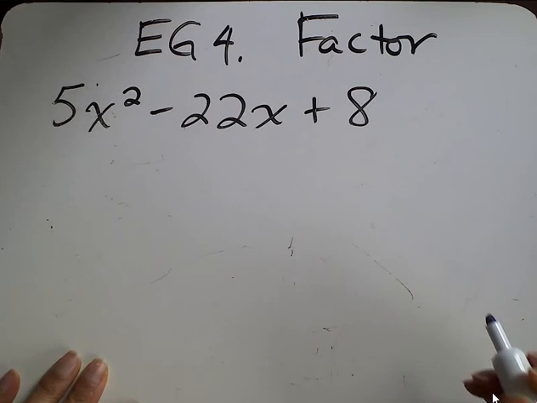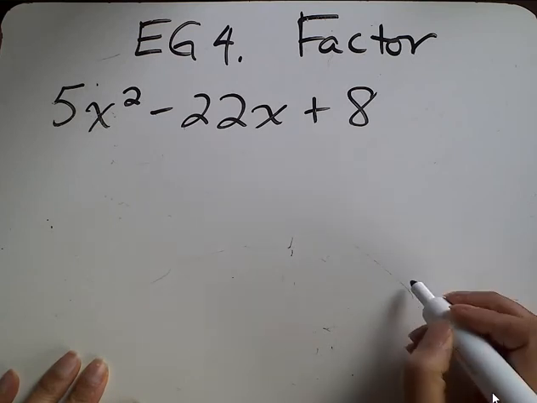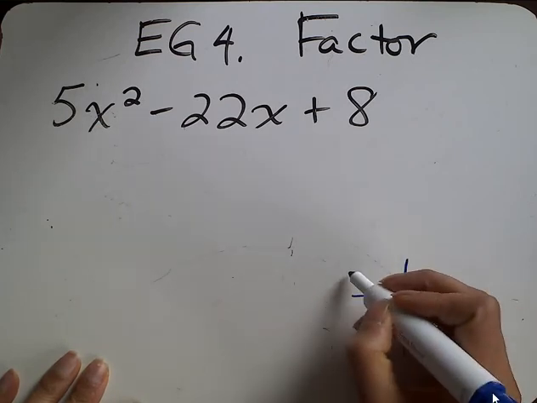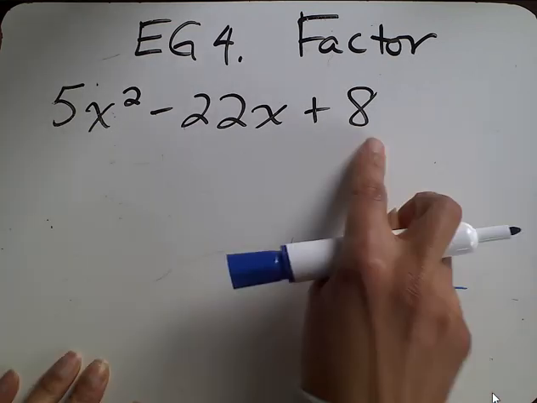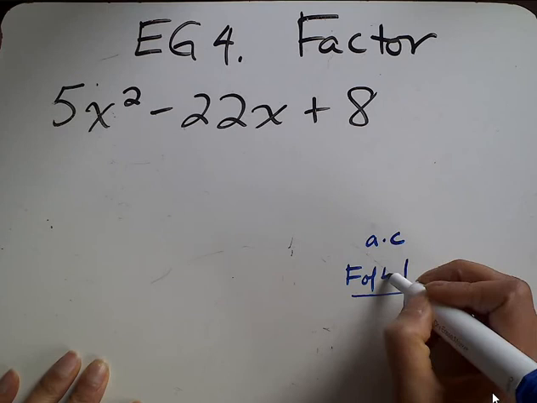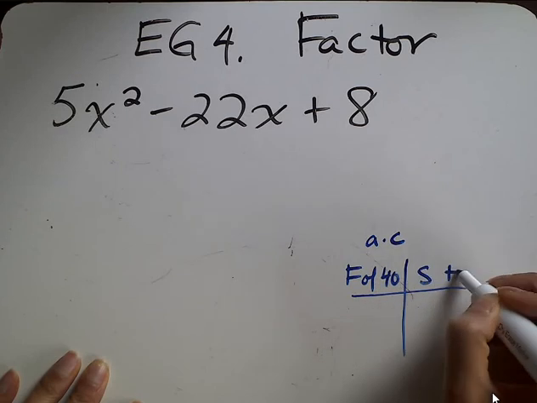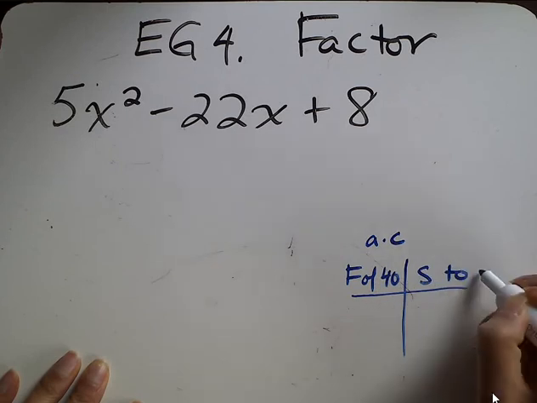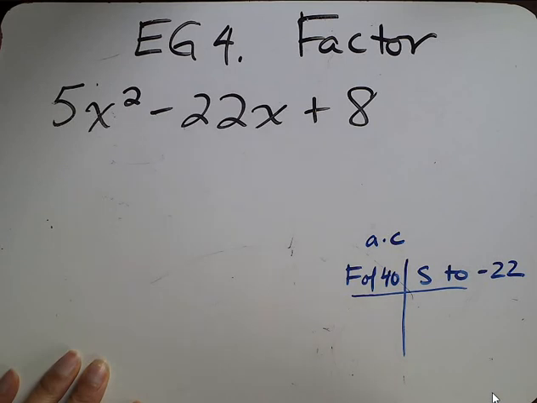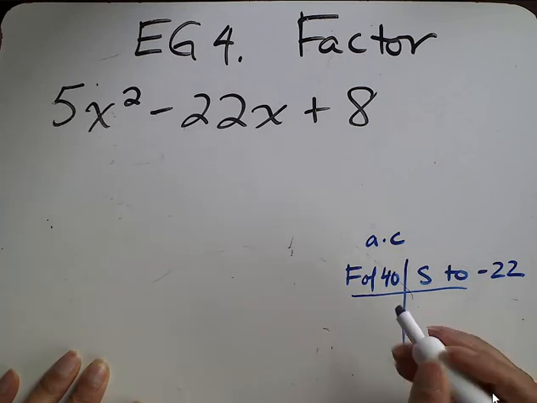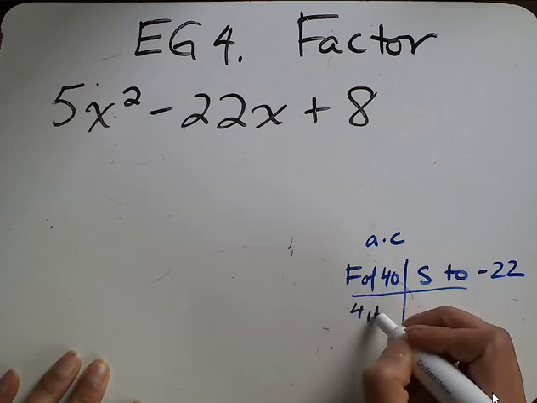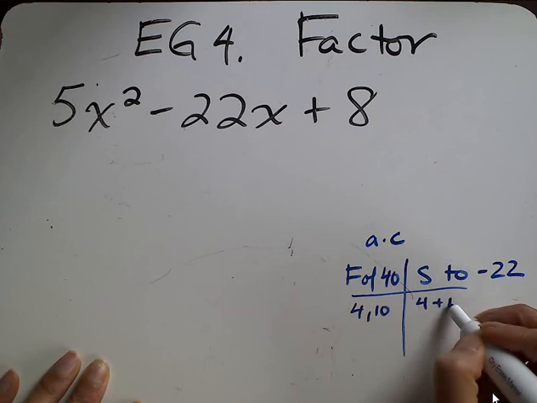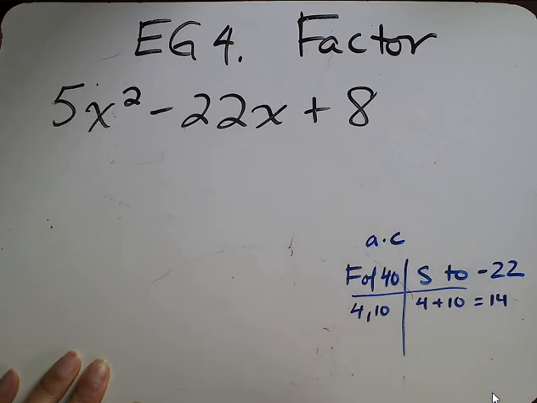In order to use decomposition, I'm going to make my factor sum chart. This time I'm looking for factors of a times c. So it's 5 times 8, which is 40. And those factors need to add up to negative 22. So what numbers multiply to 40 that might work here? Well, you could have tried 4 and 10. But when I add 4 and 10 together, I'm getting 14, so that's not what I'm looking for.